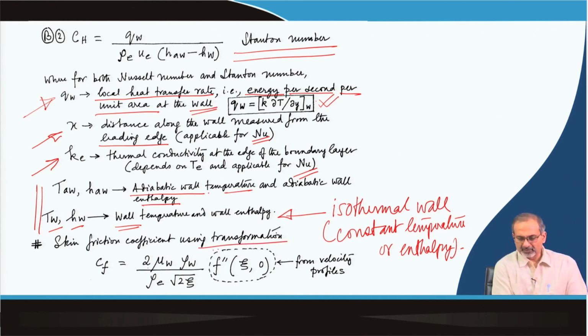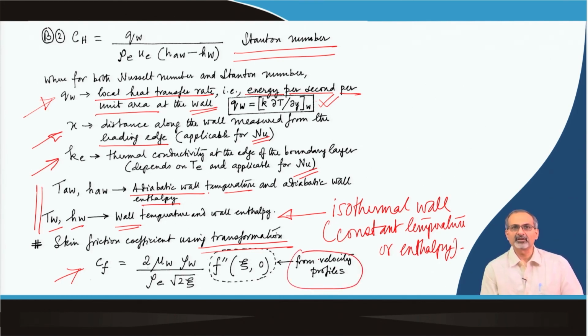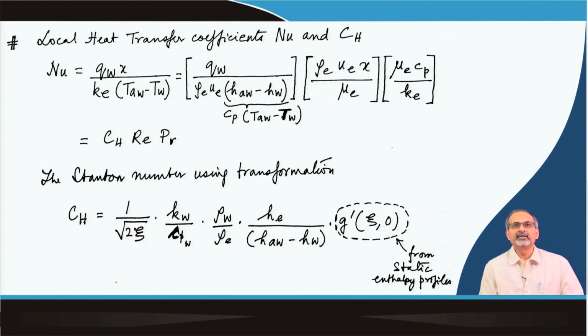Now, going for the transformation, the transformed expression for Cf will turn out like this, where you can see the emergence of the function f double dash. So, this will be available from the velocity profiles that has to be fed into the Cf expression, and thereby you should be able to calculate it in the transformed plane. And then if you look at the local heat transfer coefficients, either in terms of the Nusselt number or the Stanton number, an interesting fact about the Nusselt number comes up over here from its definition.